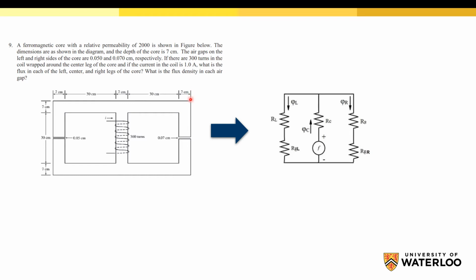So we have the width of each core equal to 7 centimeters and the depth is given as 7 centimeters. So it seems like the area is constant through all the circuit. But this is a specific case. It might be different from one leg to the other.